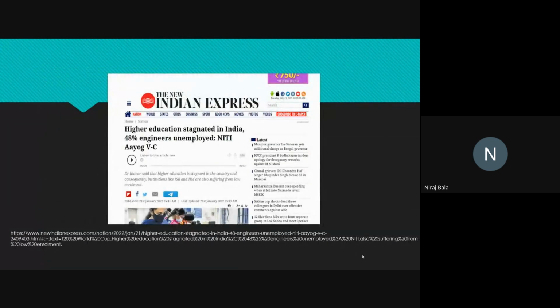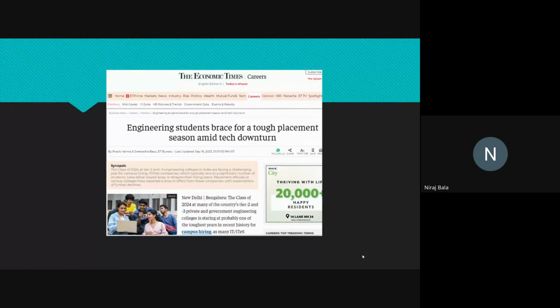I will just share this news from Indian Express. This was from last year, 2022, that higher education stagnated in India, 48 percent engineers unemployed. And this is just the recent news that engineering students brace for a tough placement season amid tech downturn. We all know, due to AI, due to ChatGPT and others, the IT companies are also looking at a technological downturn. That means the placements have drastically reduced.